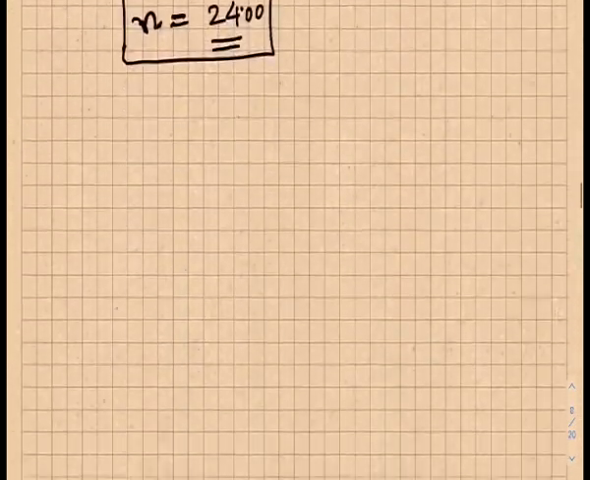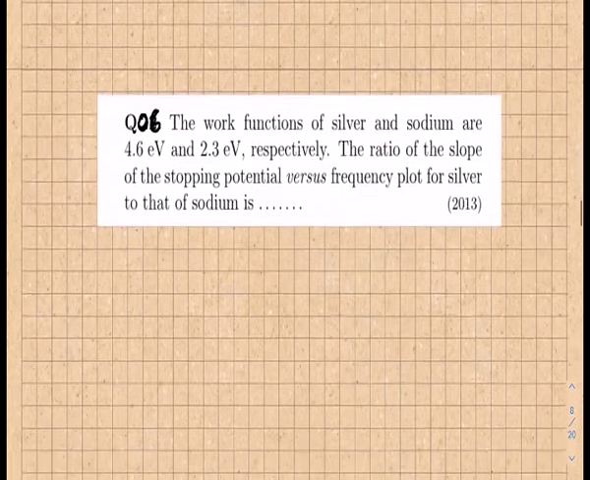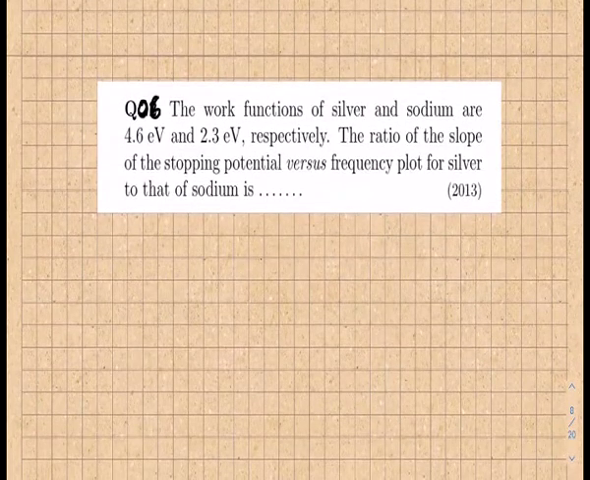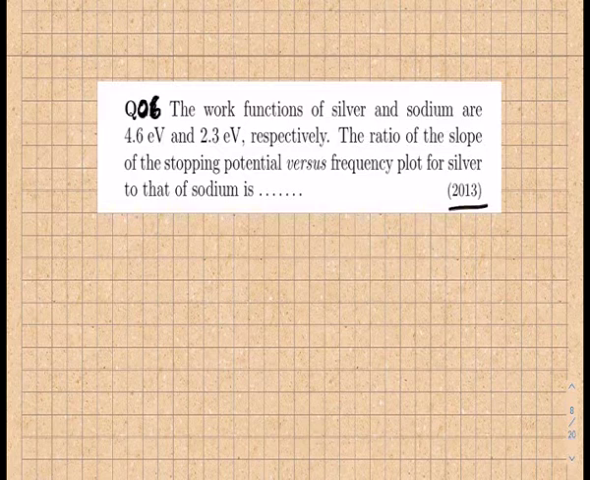Okay, let us proceed further. In this problem number 6, this was asked in 2013 JEE. The work functions of silver and sodium are 4.6 and 2.3 electron volt respectively, and the ratio of the slope of the stopping potential versus frequency plot for silver to that of sodium is.